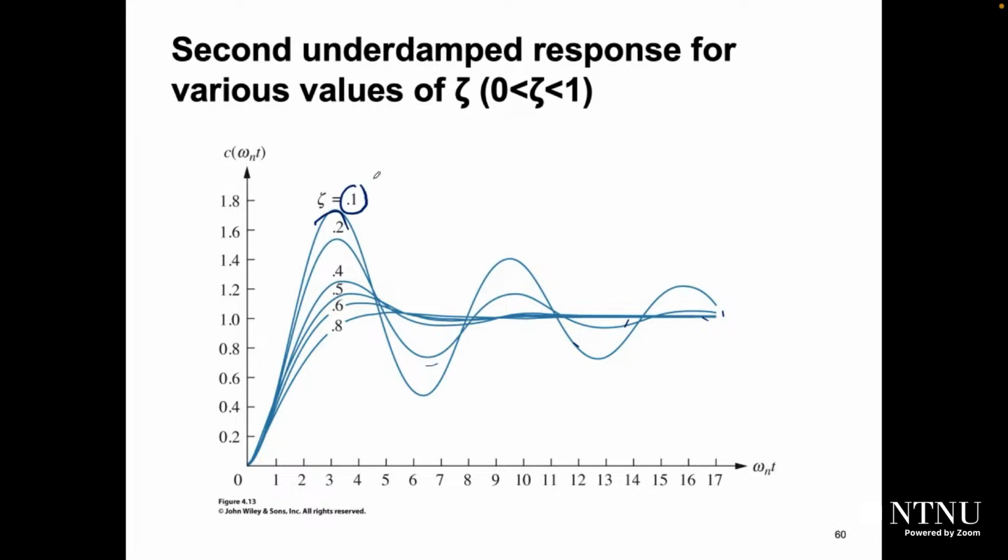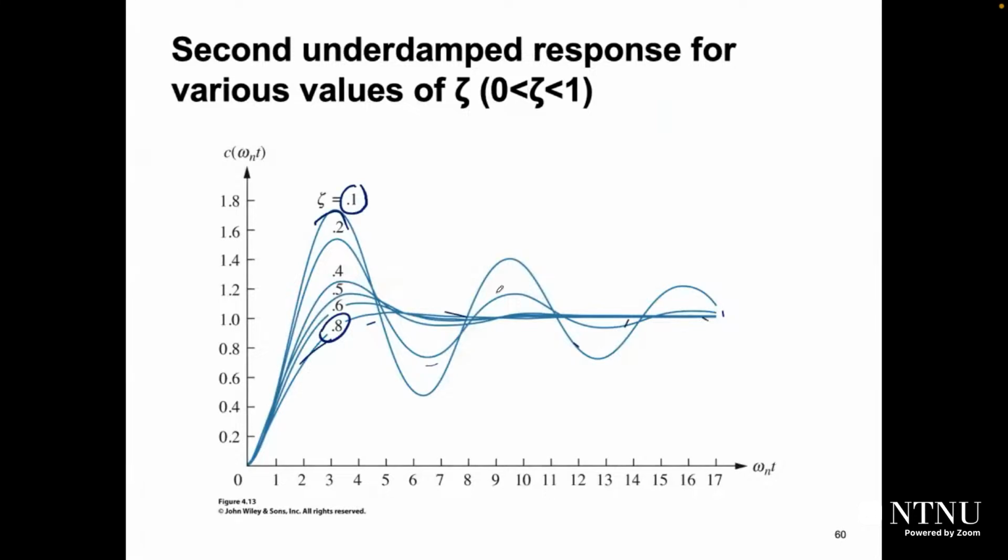Because it's 0.1. When you compare it with 0.8, which is close to 1, what will happen? The response will be very close to the response of a first order system, because when it's 0.8, it will damp very quickly, right? So this damping ratio is very, very important.